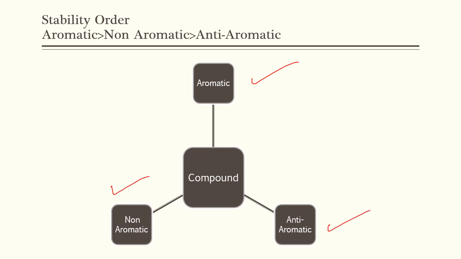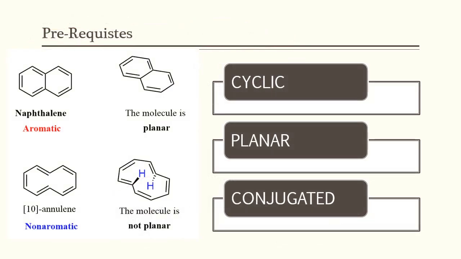So the stability order, usually this kind of question is most frequently asked in competitive exams. Stability order, reactivity order. So stability order is inversely proportional to the reactivity order. So anti-aromatic is the most reactive and the least stable, while aromatic is the most stable and the least reactive. Next up we have the three prerequisites of Huckel's rule.